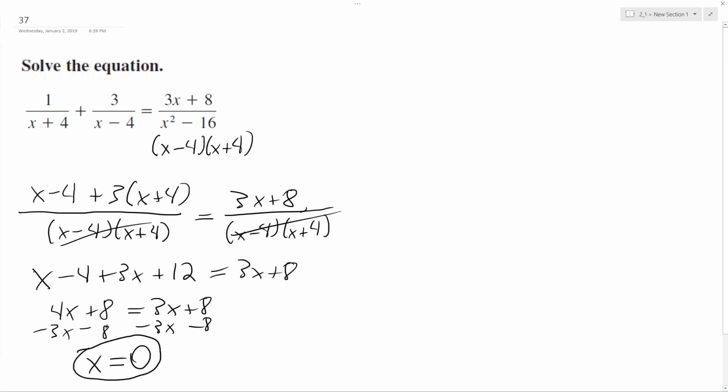And I can test that really quick. So 1 over 4 minus 3 fourths equals 8 over negative 16. It's negative 3 fourths, that ends up being negative 1 half. 8 divided by negative 16 is negative 1 half. So x equals 0 is correct.